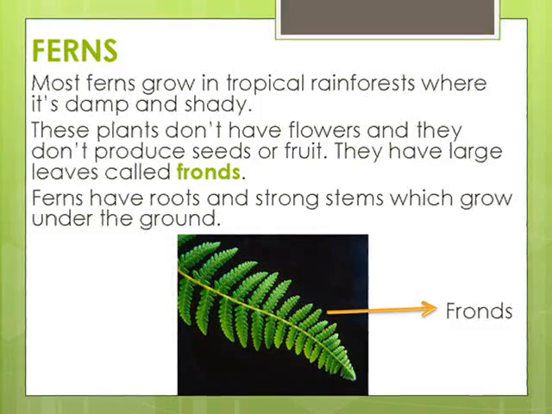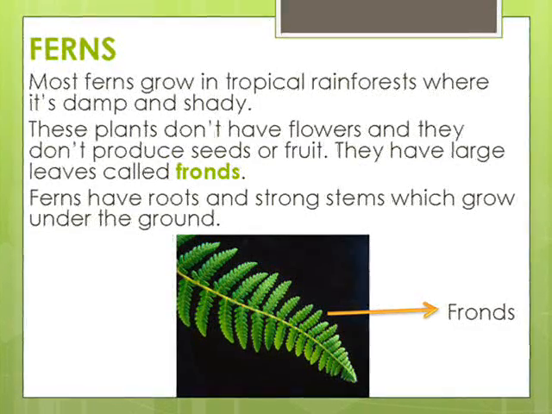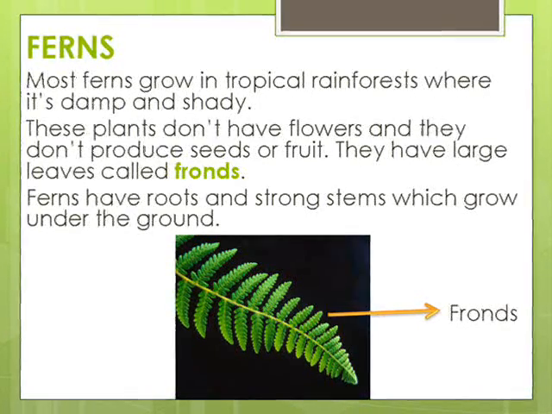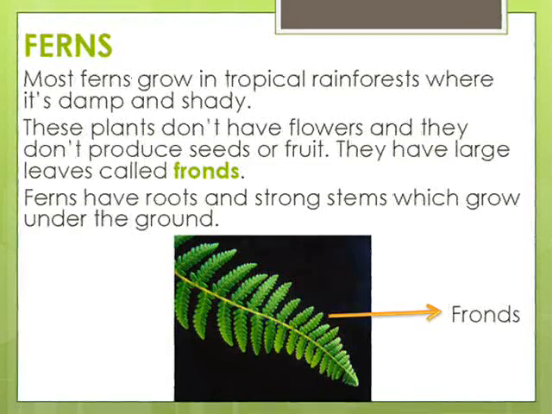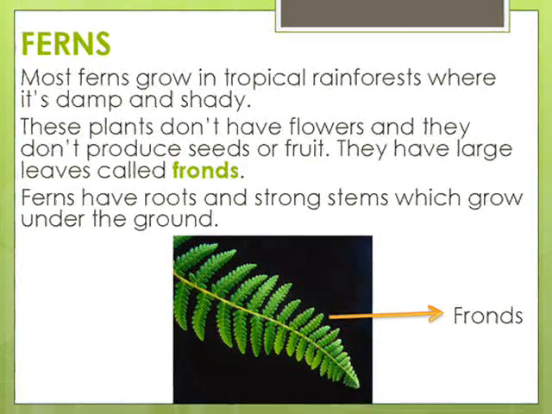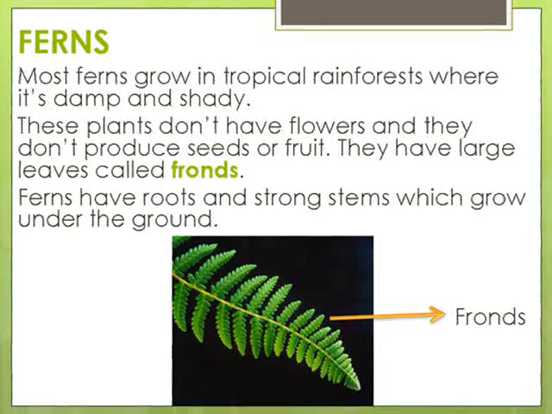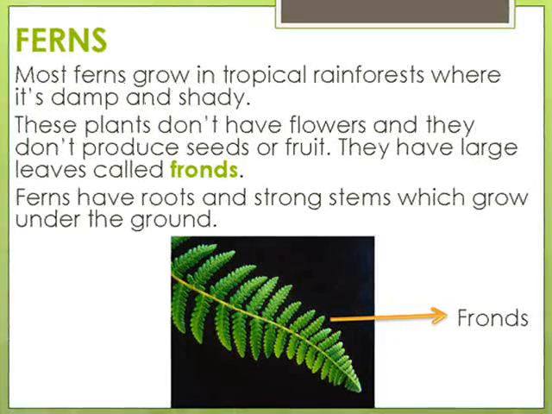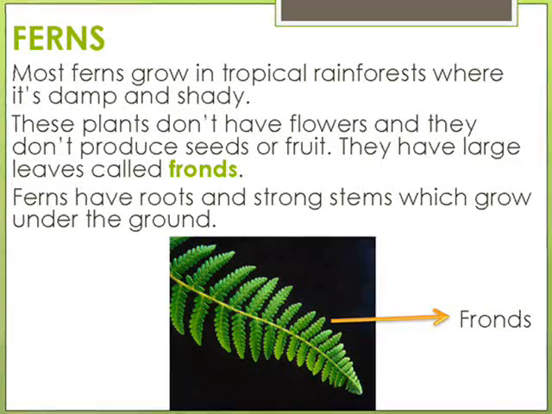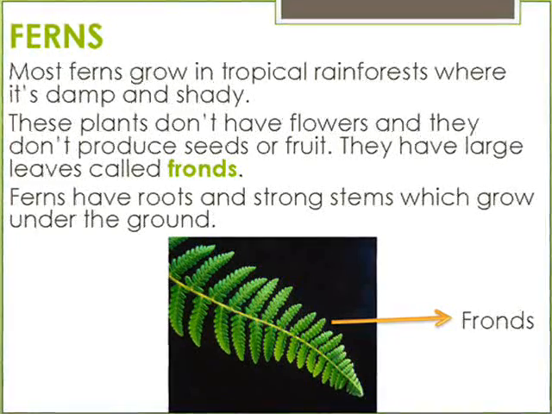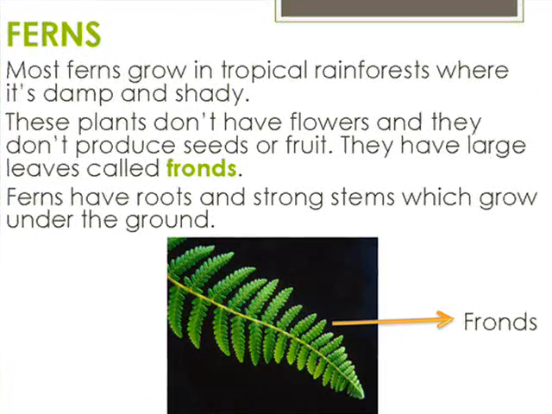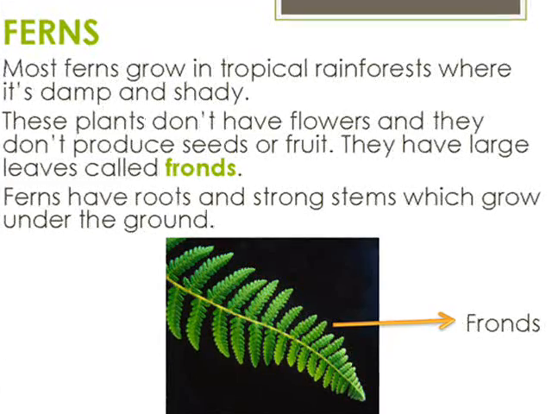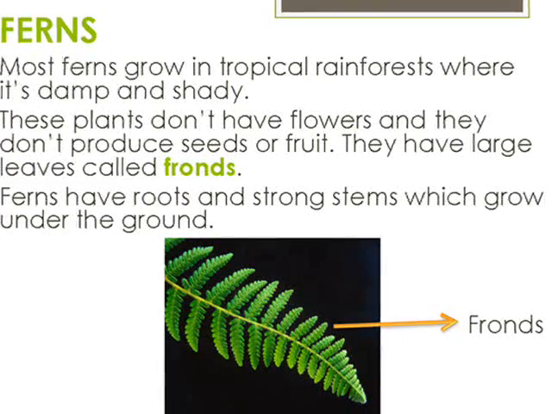Ferns. Most ferns grow in tropical rainforests where it's damp and shady. These plants don't have flowers and they don't produce seeds or fruit. They have large leaves called fronds. Ferns have roots and strong stems which grow under the ground.